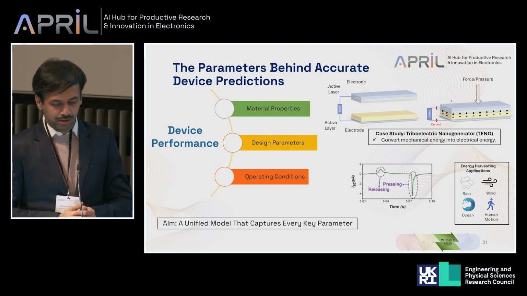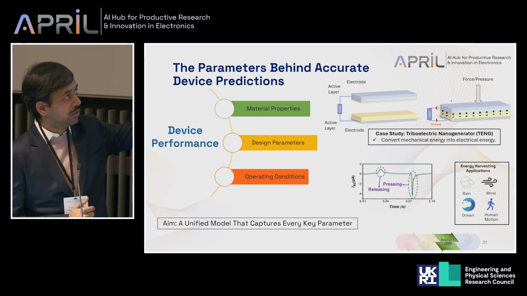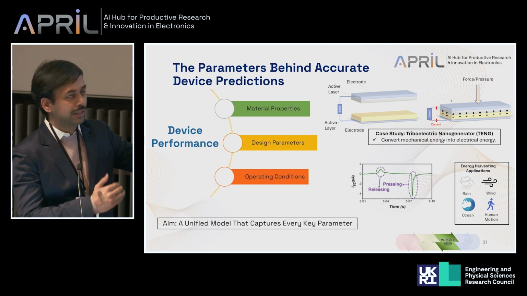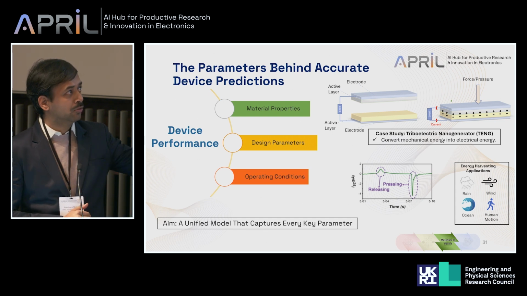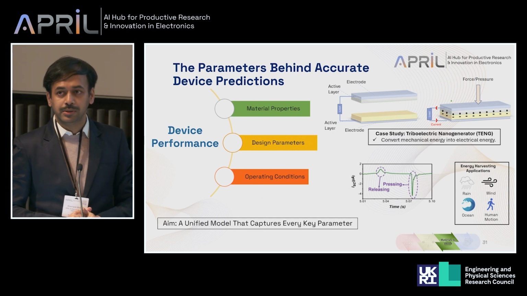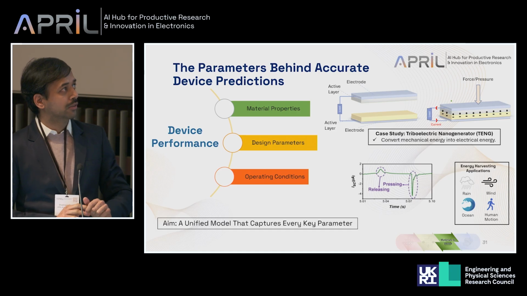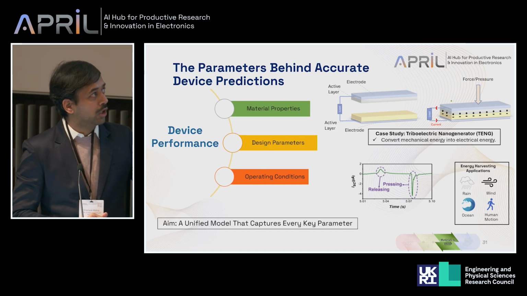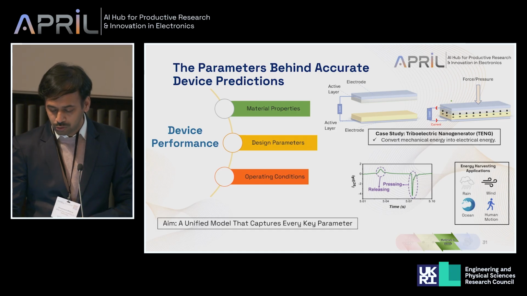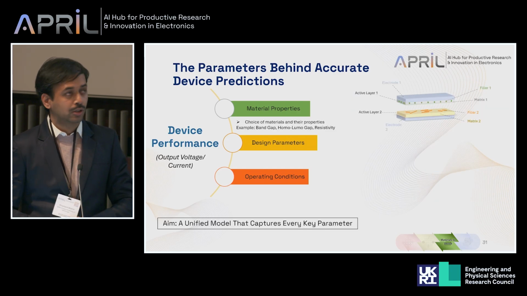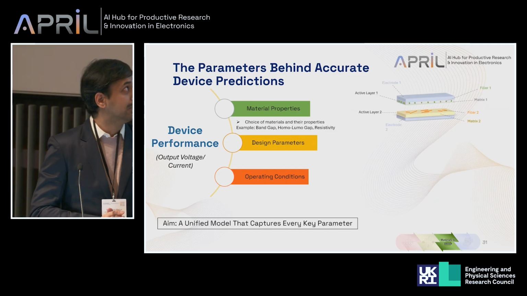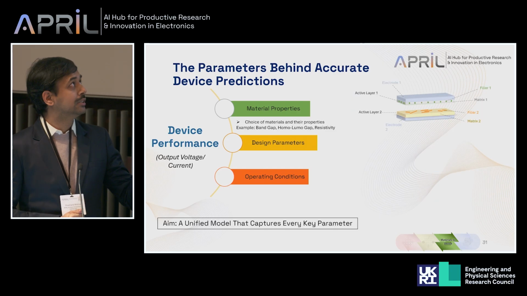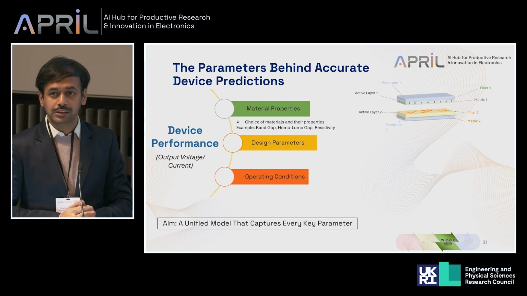What happens is, once there's a pressure on this device, some charges develop at the interface, and we store those charges in some capacitors. So there's generation of some kind of output voltage or current. What I wanted to do was make a model that can predict the output voltage and current with given sets of parameters.